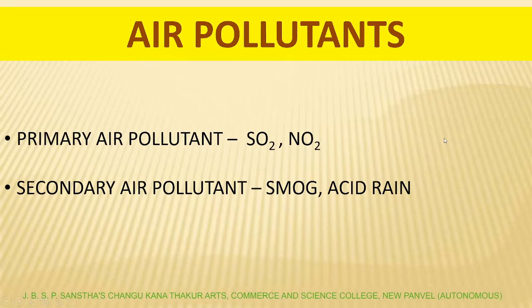Air pollutants can also be classified into two categories, primary air pollutants and secondary air pollutants. Primary air pollutants are those which are directly released from industry like sulfur dioxide and nitrogen dioxide. Secondary air pollutants are those which are formed after reaction of primary air pollutants. For example, when sulfur dioxide and nitrogen dioxide mix with rain, a new compound is formed which is known as acid rain. Same way, when smoke mixes with fog, a new compound is formed, that is smog.